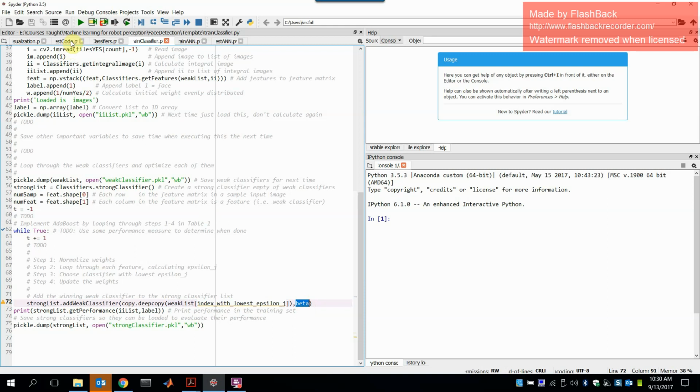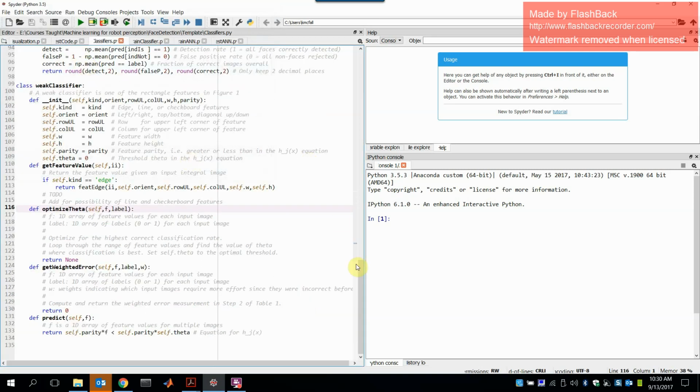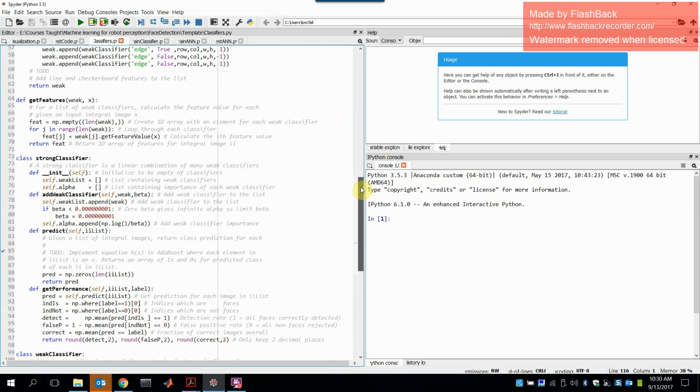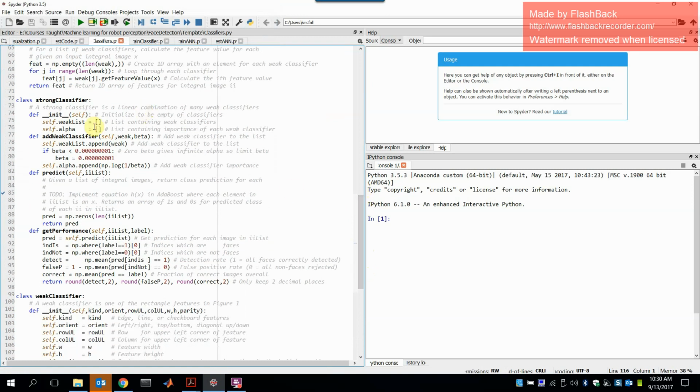And I don't remember, did I implement all of the strong classifier? Did I leave any of that for you to do? Yes. So, my strong classifier class has a list of weak classifiers, and it has a list of alpha values for each one of those. When I add the weak classifier, it appends the weak classifier that you pass to it onto its list, and it's going to calculate alpha given beta.